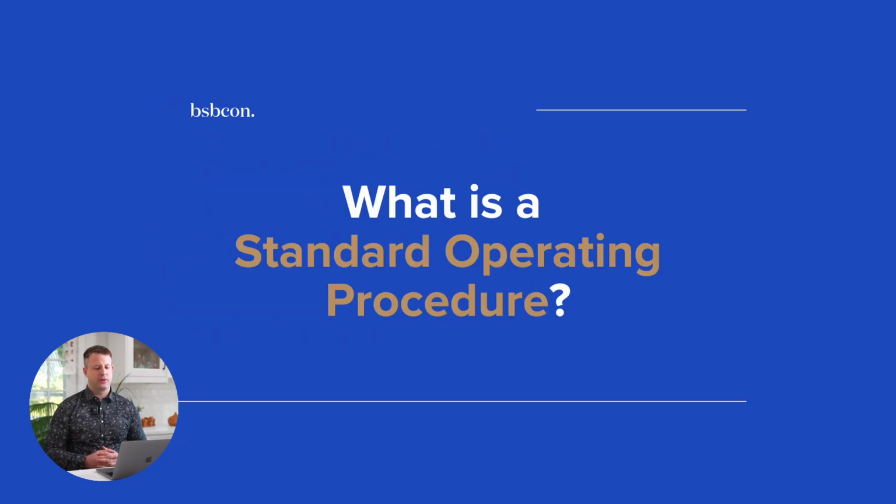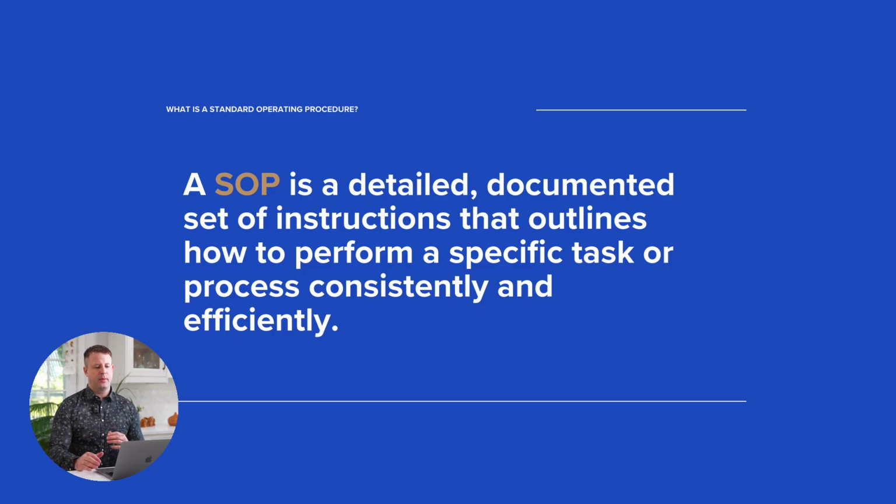What is a standard operating procedure? The full name of it is a standard operating procedure. An SOP is a detailed, documented set of instructions that outlines how to perform a specific task or process consistently and efficiently. And one thing to keep in mind when you look at that, an SOP can be in written form, and it probably should, but it also can be done with videos and notes on a video when you're completing certain tasks. So there's a few different ways to actually leverage an SOP.